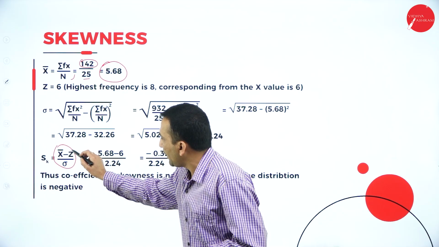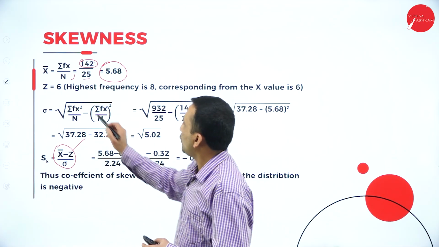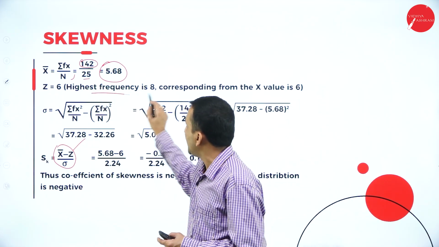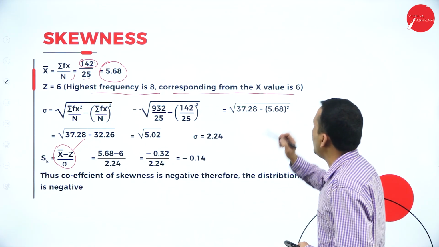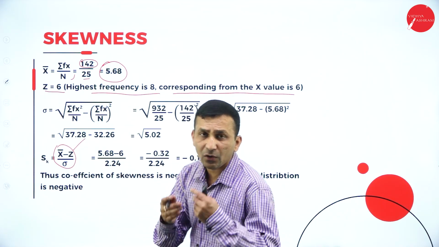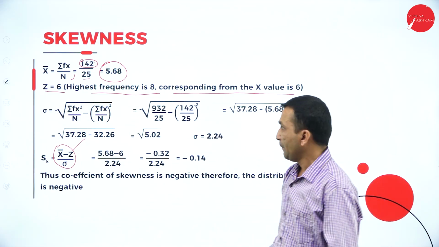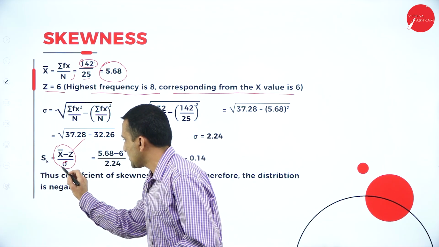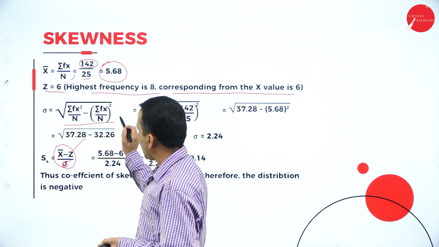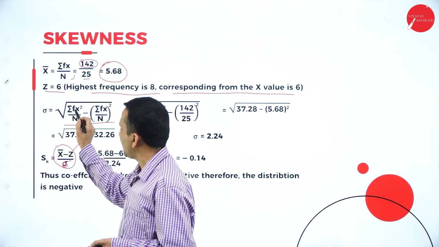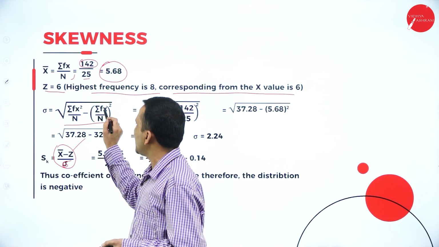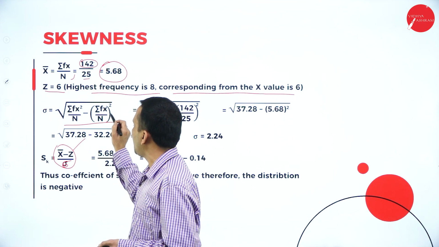If you simplify and divide, you get 5.68. In this formula we need a mode value. Easily we can identify from the frequency: the highest frequency is 8, and the corresponding x value is 6. So the mode is identified as 6 in the case of discrete group data. Now this formula has standard deviation. The standard deviation formula is square root of sigma fx square divided by n, minus sigma fx divided by n, to the power of square.